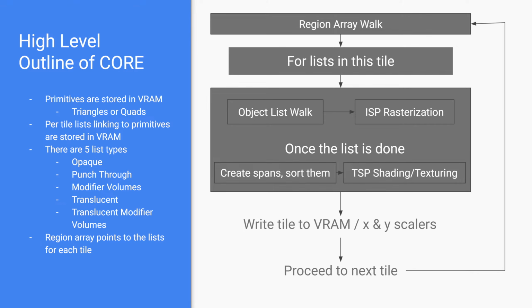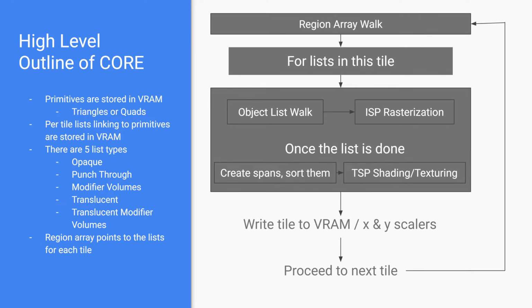So, a high-level outline of the core. Unlike traditional renderers, in the deferred rendering mode that Dreamcast uses, it stores primitives in video RAM, and also stores links pointing to those primitives for each tile. It does a bounding box intersection test, and then decides which tile gets the primitive. Since it's a bounding box, sometimes you get triangles that aren't actually in the tile, but it's what the hardware does. It's good enough.